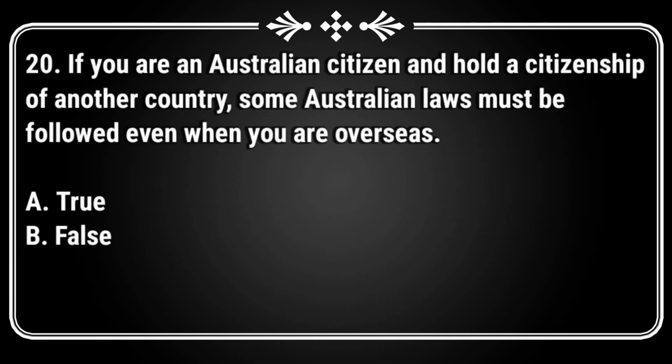Number 20. If you are an Australian citizen and hold a citizenship of another country, some Australian laws must be followed even when you are overseas. Letter A, true. Letter B, false. The answer is letter A, true.